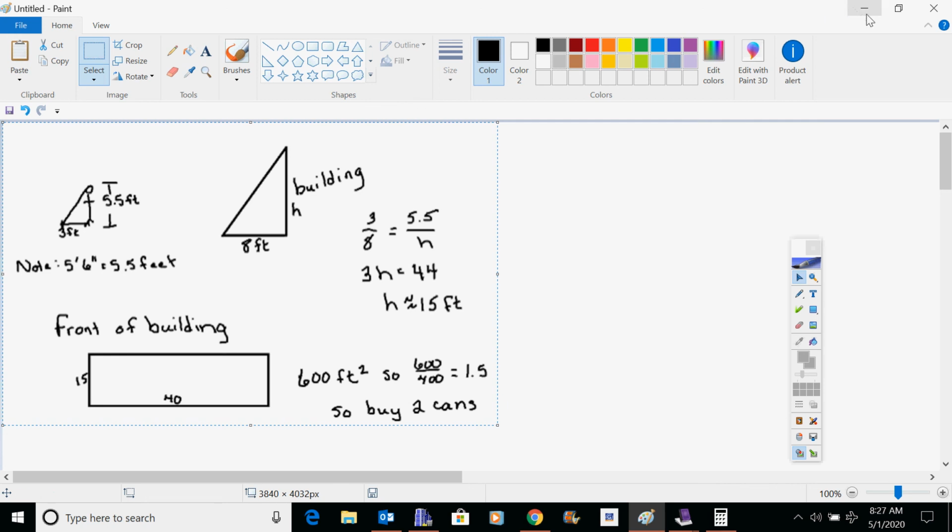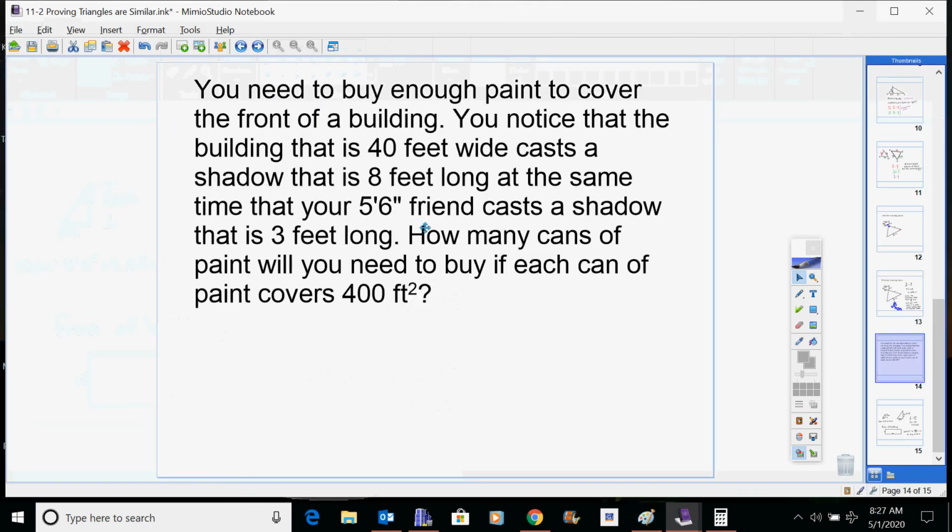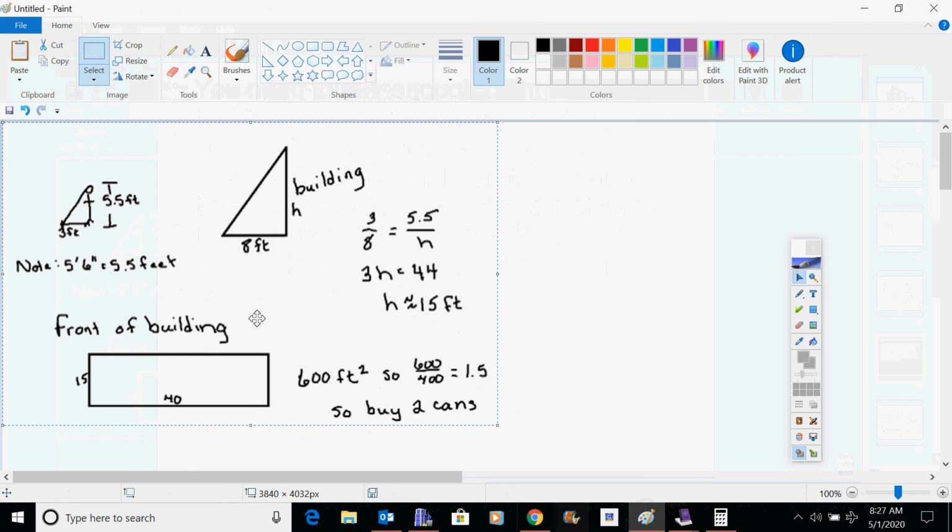It said in your problem that that can of paint covers 400 square feet, but we're trying to cover 600 square feet. Since we're trying to cover 600 square feet and one can covers 400, if we divide that out, it tells us we would need 1.5 cans of paint. We can't buy a part can of paint, so we have to buy 2 of them. We're buying 2 cans of paint to cover the front of this building.